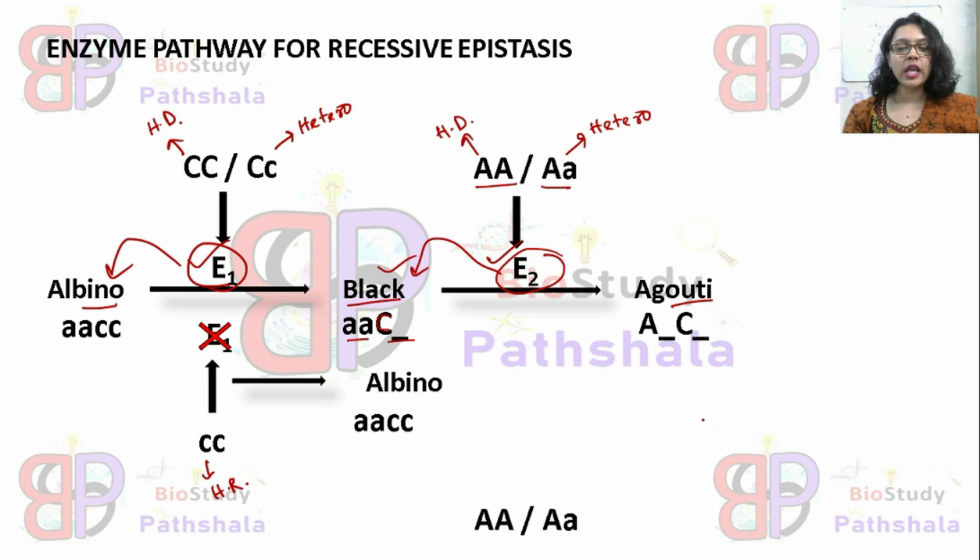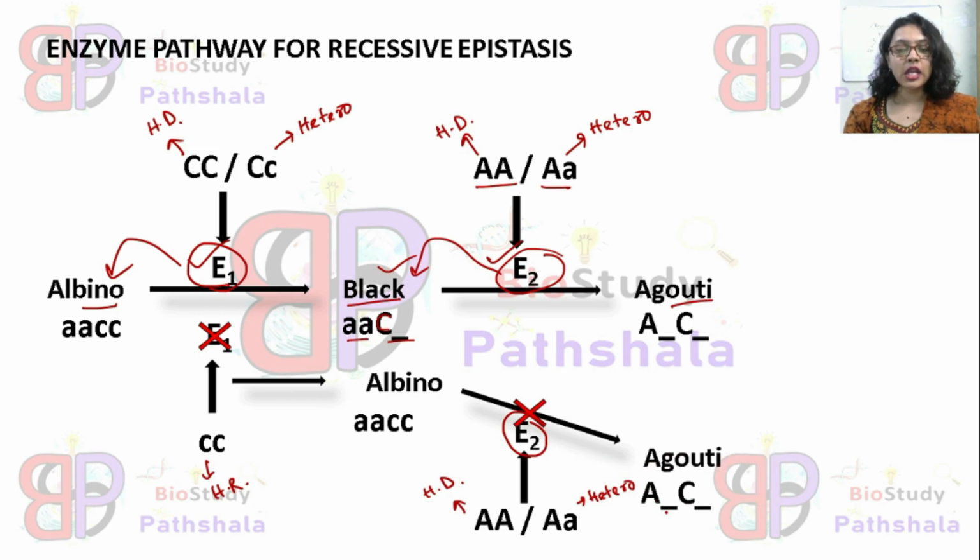Capital A or capital A small a, that means the homozygous dominant form of A gene or heterozygous condition of A gene, leads to formation of functional E2 enzyme. Now this E2 enzyme cannot lead to the formation of agouti coloration, which is coded by capital A dash, capital C dash, from this albino coloration, because the precursor of E2 enzyme is black. It cannot show its effect on albino coloration.